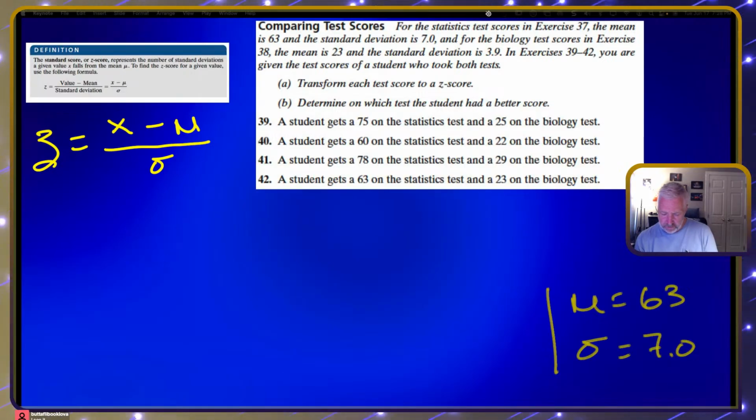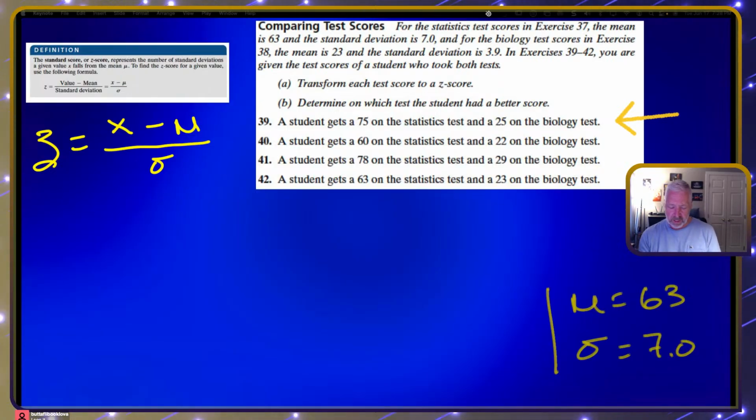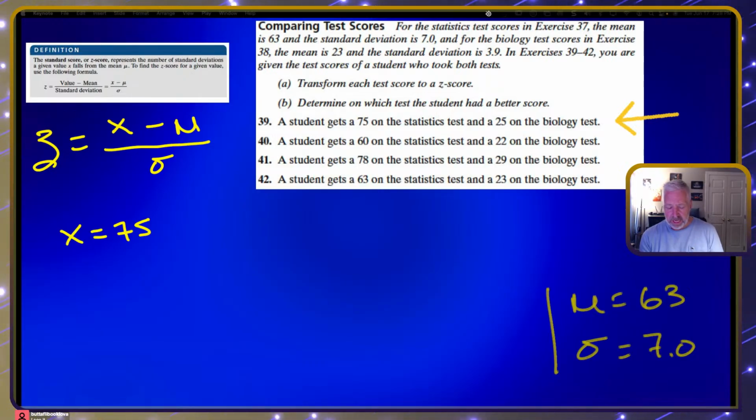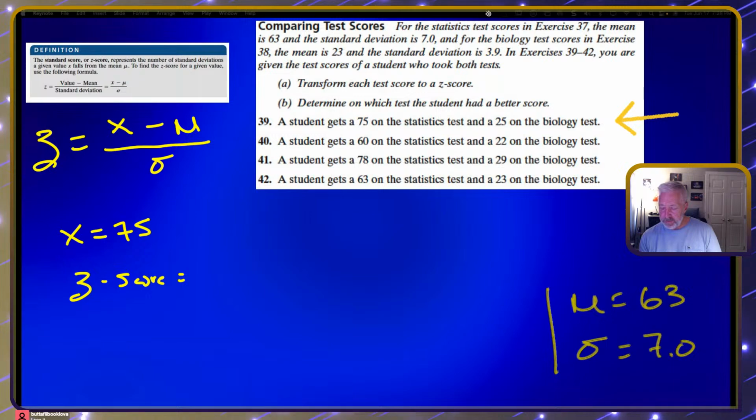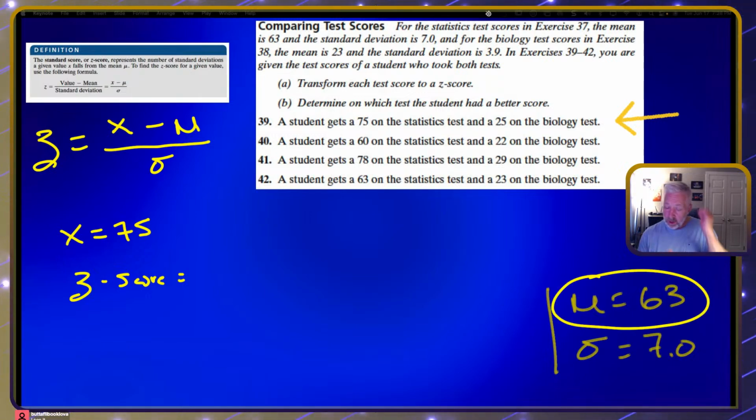So let's do this one. And again, I'm only working with math. A student gets a 75 on the statistics test. If the student gets a 75, then x equals 75. If I want to find the z-score, in other words, how many standard deviations away from the mean we are on this particular math curve, then I would use x subtract mu, divided by sigma.